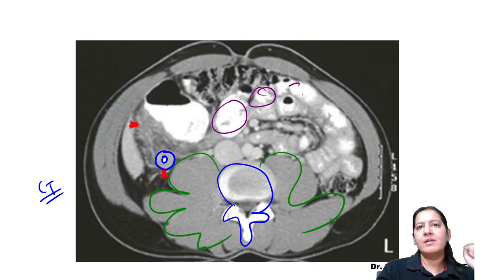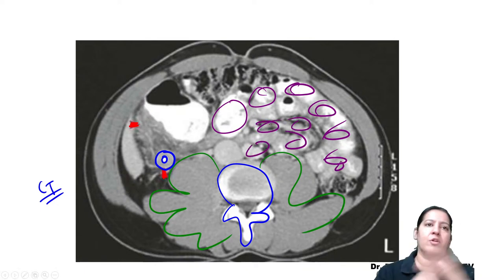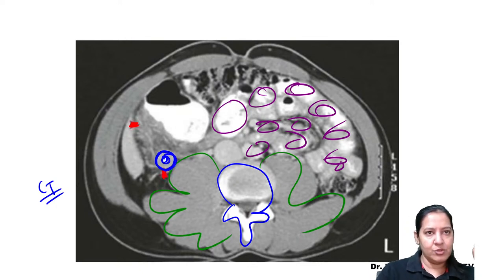What are all these structures? These all are the loops of the intestine containing contrast. Inside all of these there is contrast. Everyone give me a thumbs up. You got my point? Yes or no? So what is this structure? Yes. So it is in the right lower quadrant.